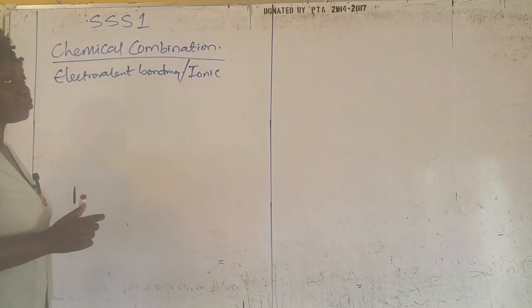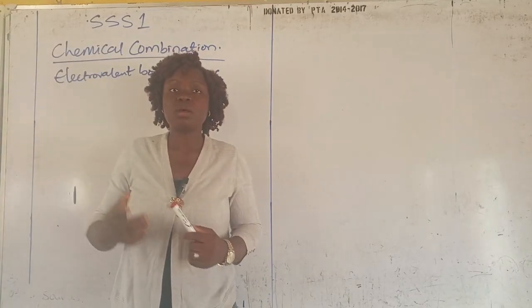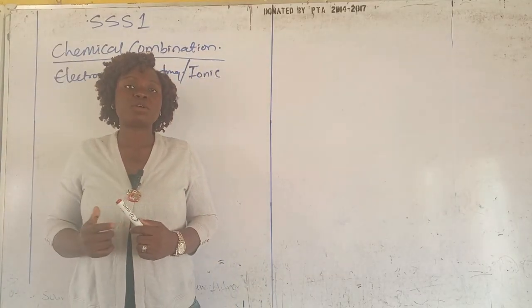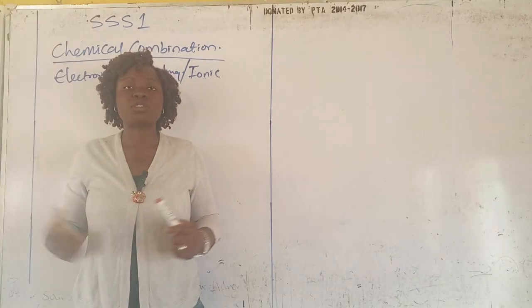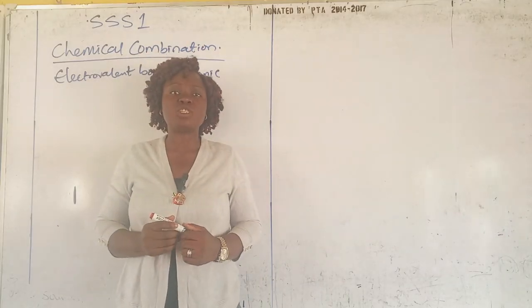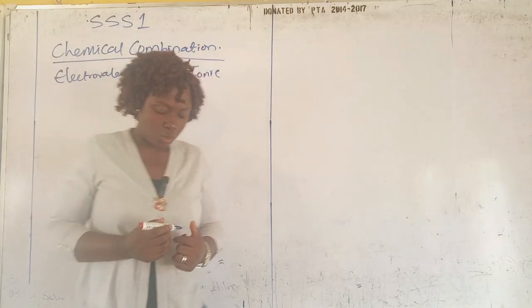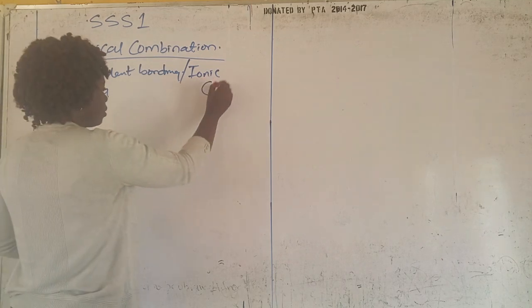So I'll be doing some examples. Then we have some basic characteristics of the electrovalent compound. They have high melting point. They are good conductors of electricity. They dissolve in polar solvent, which is water. Okay, so I'll be showing us the kind of bond that exists between sodium and chlorine.